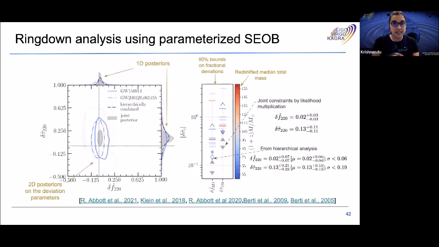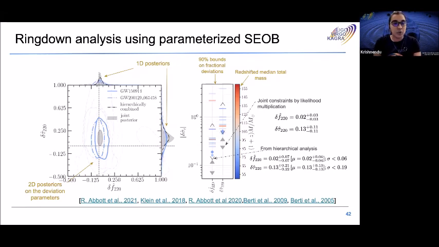So here are the main results from this analysis. On the left side is a contour plot. The main results are the contour plots of delta f220 and delta tau220, the frequency and damping time of the 220 mode. The contours represent the 2D posteriors on these deviation parameters, and you can also see the 1D posteriors on both sides of this plot. To highlight a few cases which give good constraints on this test, we show them in the colored contours, and you can also see these light lines which correspond to all the other events analyzed for this test.